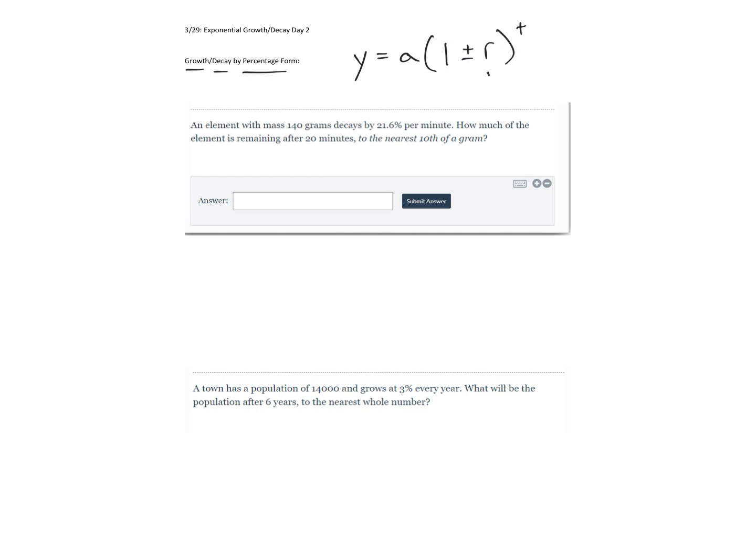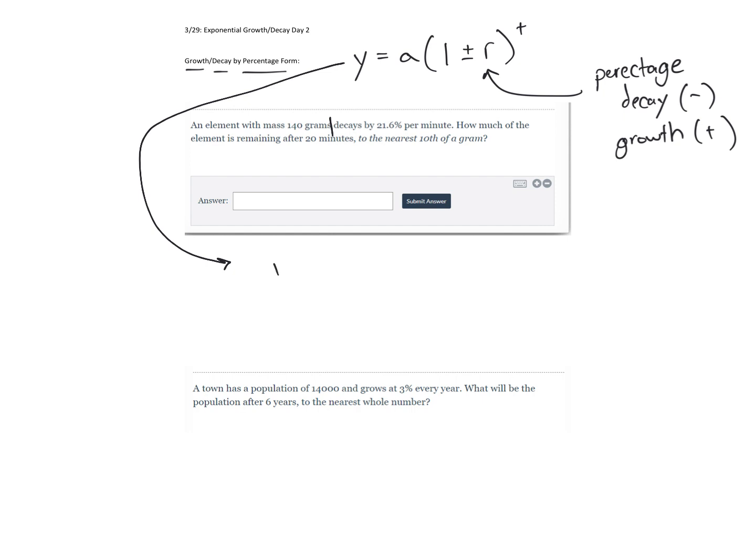All right. So this R is just the percentage, however much is growing or decaying. If it's a decay, it's minus. If it's a growth, you add to that 1, okay? All right, so the first example, an element with mass 140 grams decays. So we'll stop right there, okay? And I'll show you what that 140 stands for. 140 is the A.